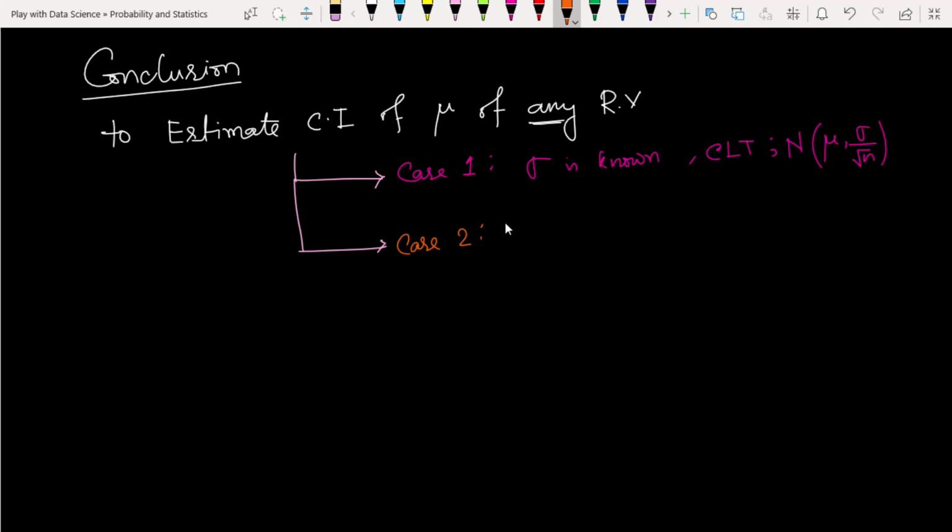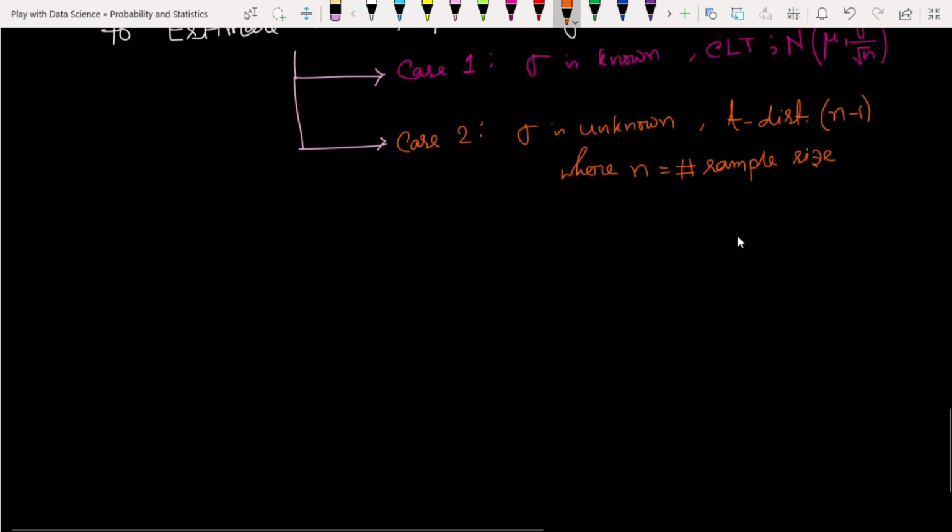We have seen that if sigma is unknown, in such a scenario you have to use the Student's t distribution with degrees of freedom n-1, where n is the sample size. Simply using these distributions, we estimate by using the Student's t distribution table.